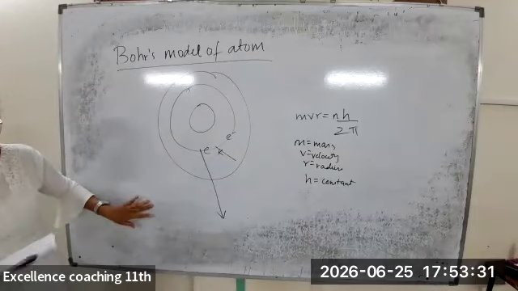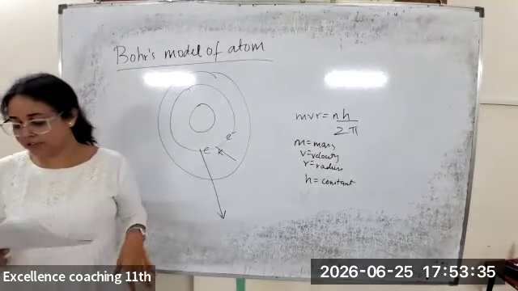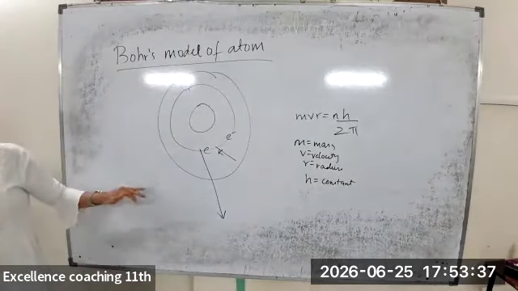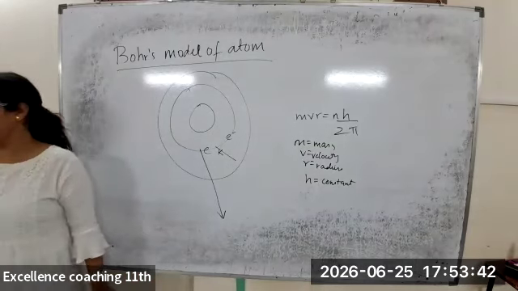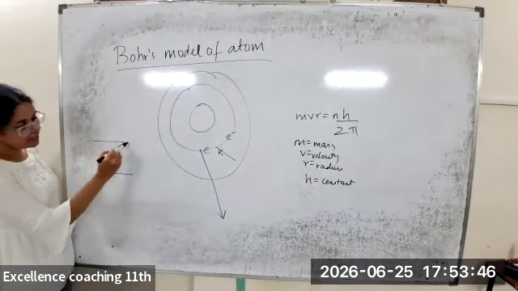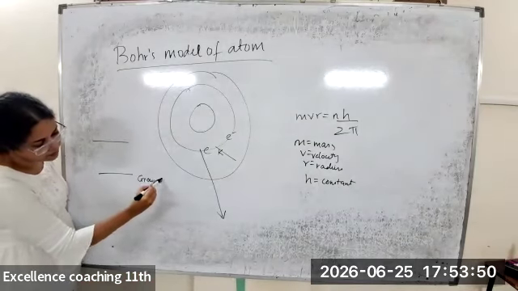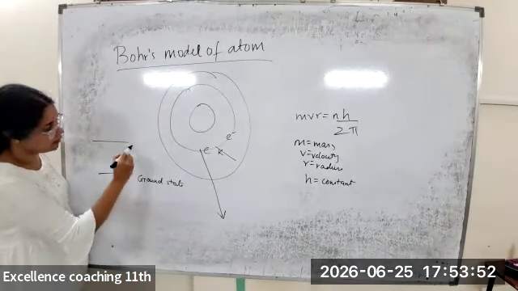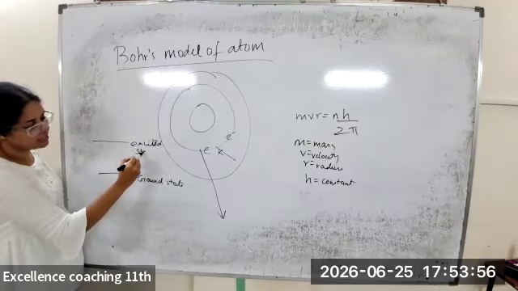And the sixth point, he said that energy is absorbed when an electron jumps from a lower to a higher energy level. So now we have two concepts: something called the ground state and something called the excited state. Ground state and excited state.